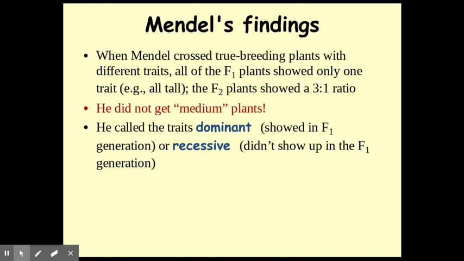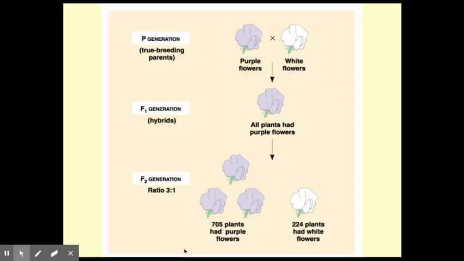So he called the trait that was doing the masking dominant, which is what showed up in the F1 generation. And he chose to call the one that was being masked recessive, because that one didn't show up in the F1 generation. It was sort of hidden.